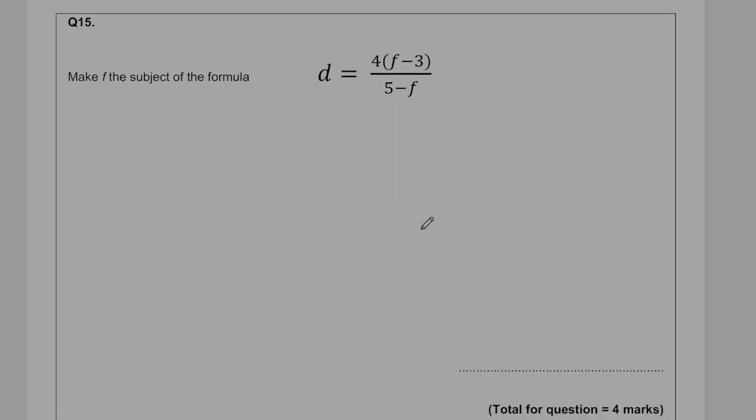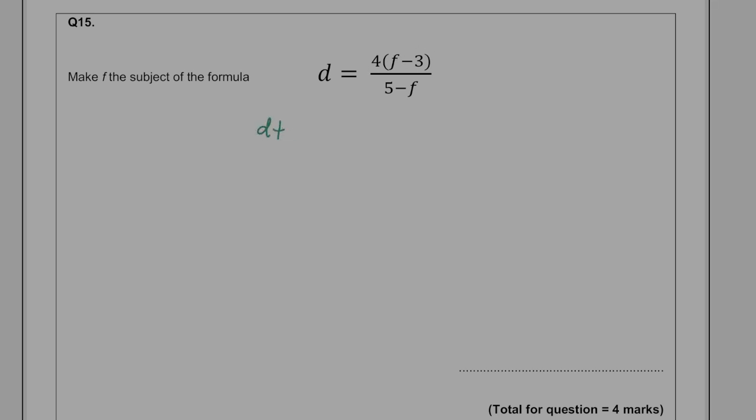Okay, question 15. Make f the subject of the formula. So to do that, I'm going to multiply both sides of the equation by 5 minus f, and I'll expand this bracket as well at the same time. So that would give me 5d minus df is equal to 4f minus 3 minus 12.